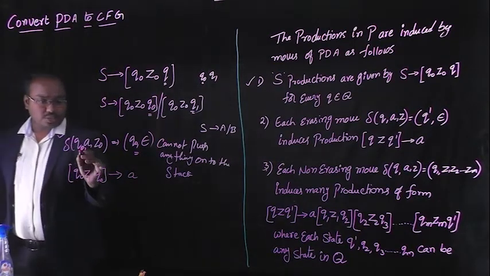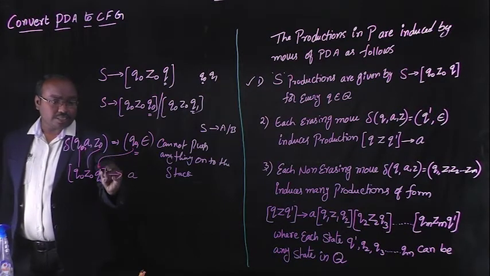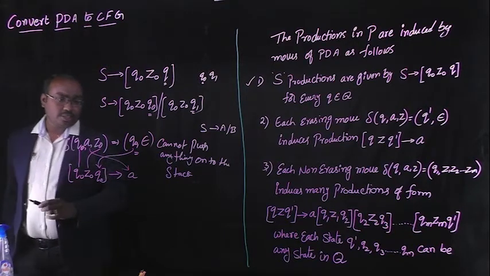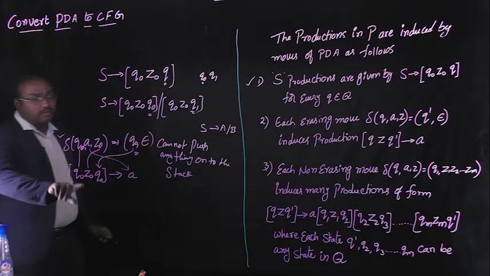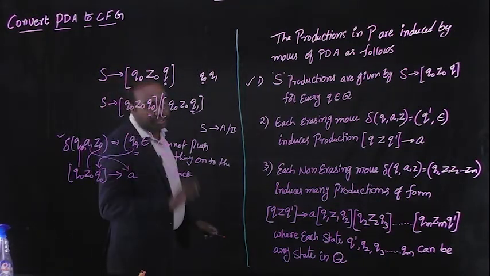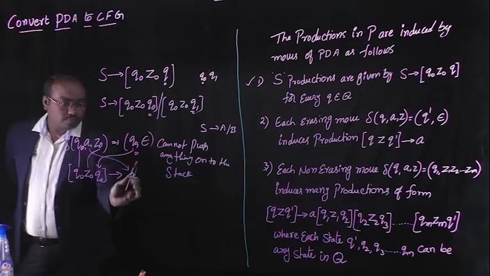So this is the q0 state, and Z0 is the stack symbol, and we can write the state here, and this is the input symbol a. So here we can form the production rule like this. Okay, this is the second step. So, cannot push anything onto the stack. So this is the second step.